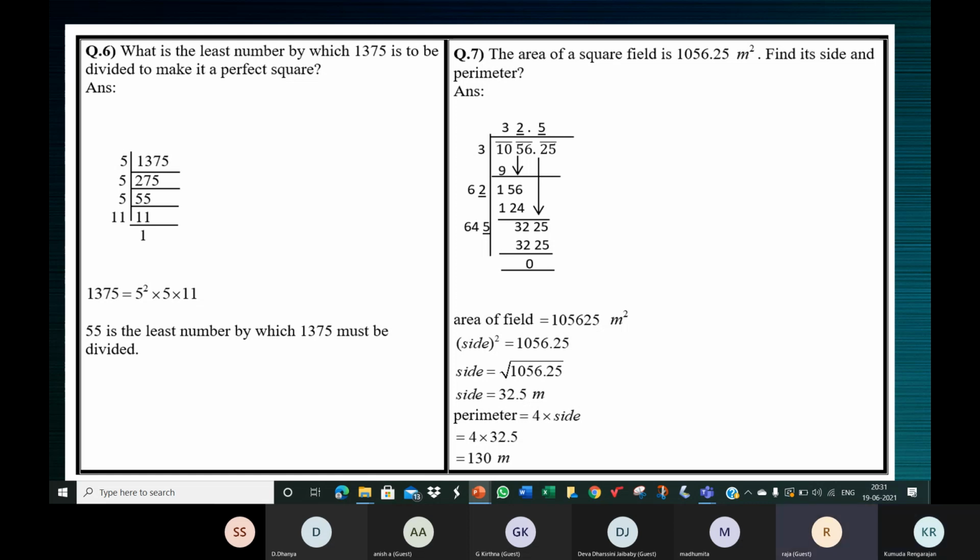Ma'am, 5 squared into 2 squared into 3 squared into 5 into 2 into 17. Okay, very good. Then now what is the least? Yeah, then what's the result?